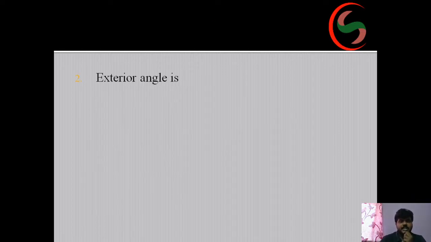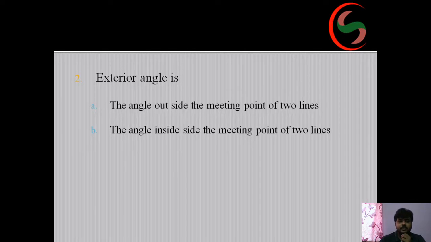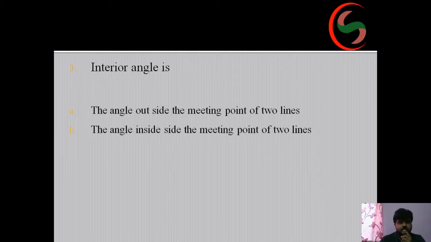Next, exterior angle is the angle outside the meeting point of two lines, angle inside the meeting point of two lines, or none of the above. The answer is the first one: the meeting point of two lines which is outside means more than 180 degrees. Interior angle is the angle outside the meeting point of two lines, angle inside the meeting point of two lines, or none of the above. The answer is B.